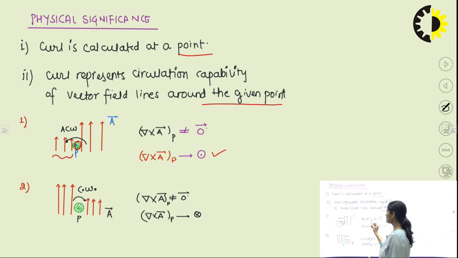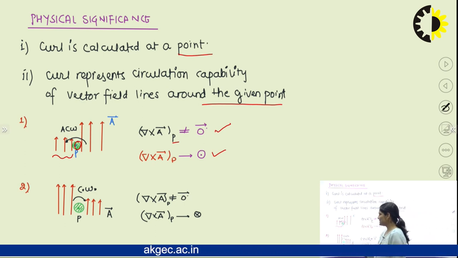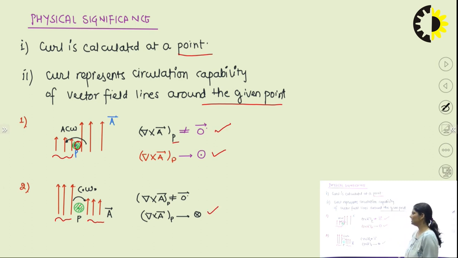If you want to find the curl at point P, this is your magnitude and this is your direction. It is not equal to 0, so you have to find the curl here, and the direction is anticlockwise. Now here you can see these are vertical lines. Here the strength is more compared to these three lines of this vector field. Here this is a point P in between these lines. If we apply force from this direction to this direction, that is in the clockwise direction, then the direction is inward, and you have to find the magnitude and the direction is inward.